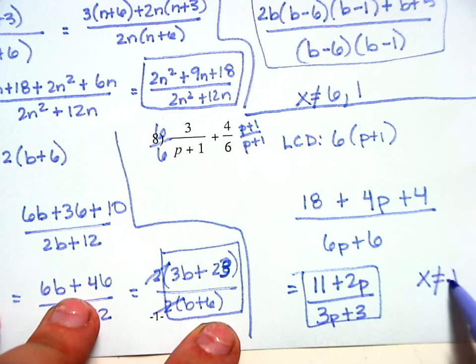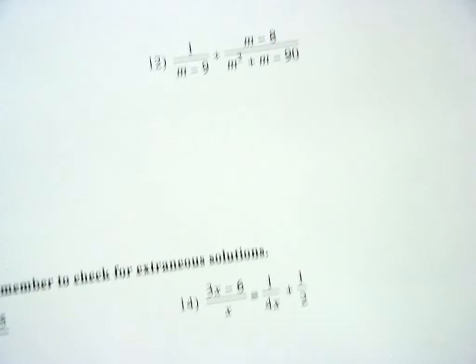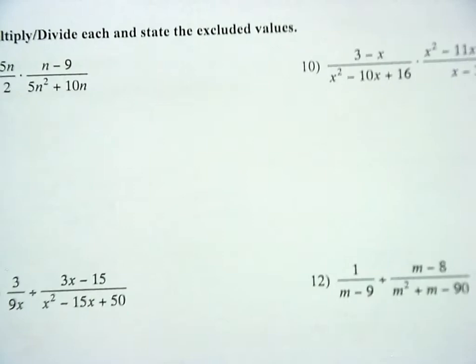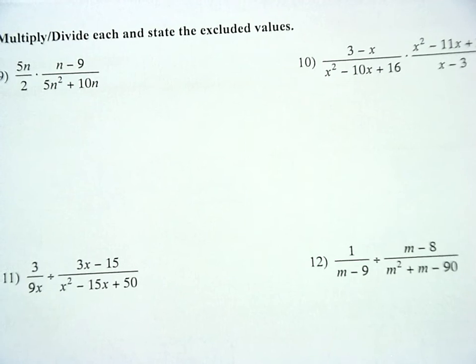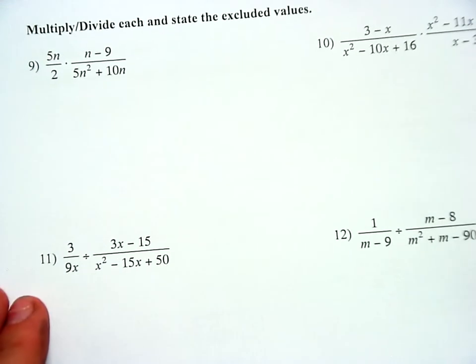That's a negative. All right, so we're done with simplifying. We're done with adding and subtracting. We're going to move on to multiplication. This one, we do not need to find any LCDs. You just factor and cancel. So these ones are pretty simple.